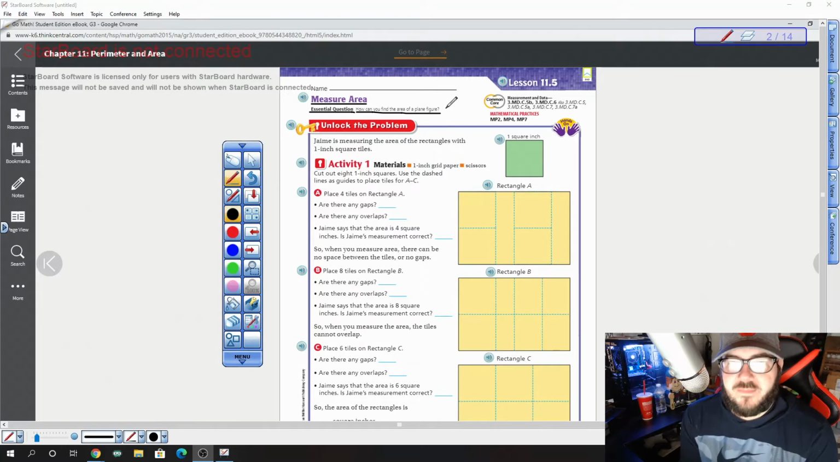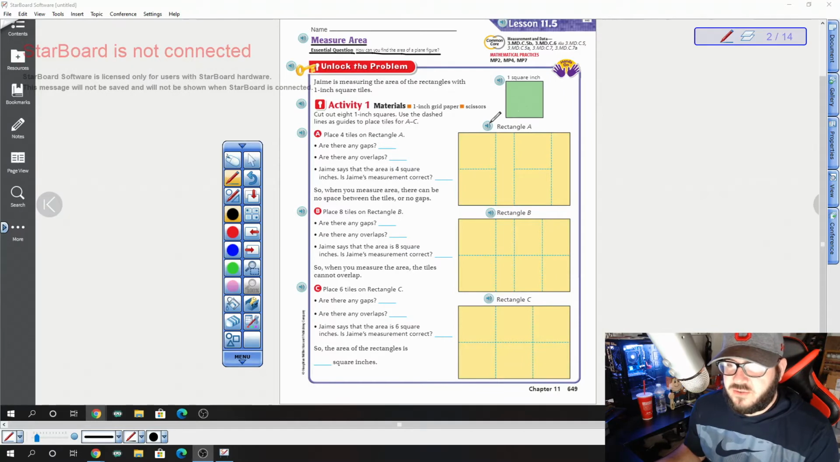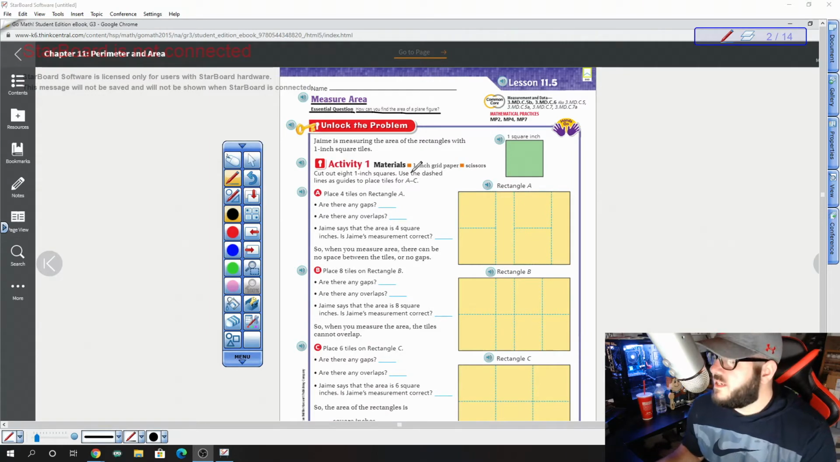For our first question, it says that Jamie is measuring the area of the rectangles with 1-inch square tiles. So Jamie has these three rectangles, rectangle A, rectangle B, and rectangle C. The materials you would need to try this activity at home if you'd like to do it, but you don't have to because I'm not going to be doing it here in this lesson. You would need 1-inch grid paper and you would need scissors.